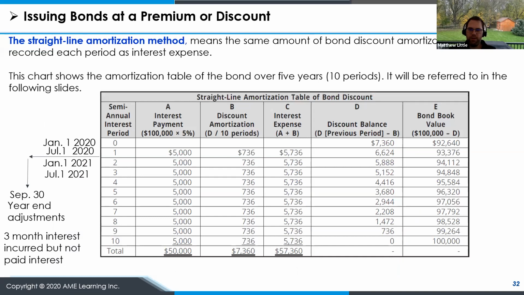So setting up a similar table was showing the straight line amortization of the discount. We have an interest payment of $5,000 every 6 months, but then we amortize the discount straight line over 10 periods for $736 a period. So our effective interest rate then is actually $5,736. And then our discount balance would decline every period, showing an end result of $100,000 for a bond value in 5 years or 10 periods.